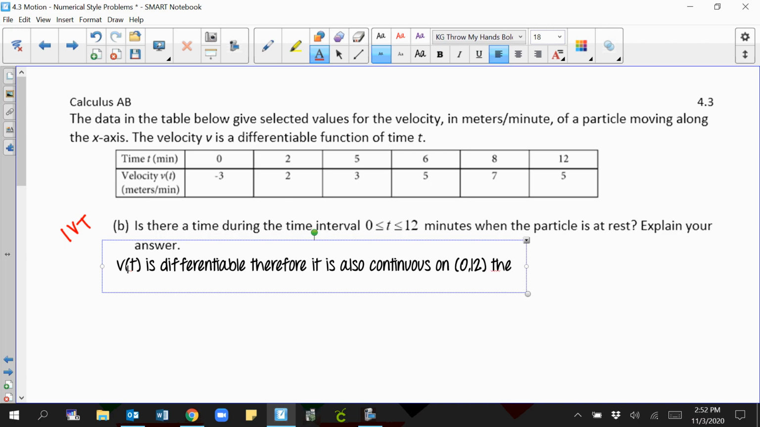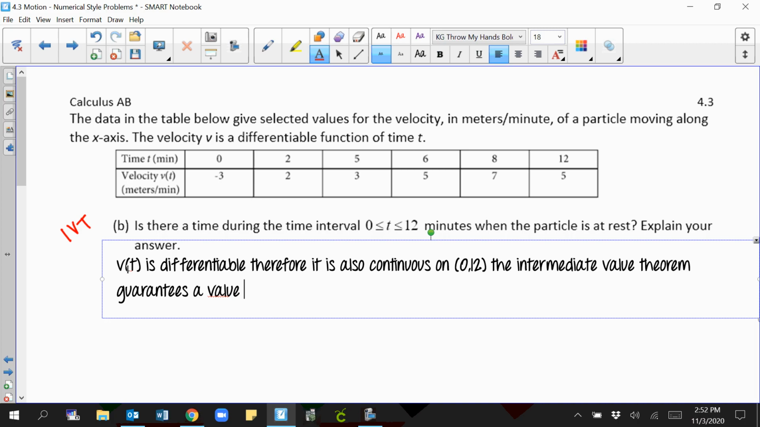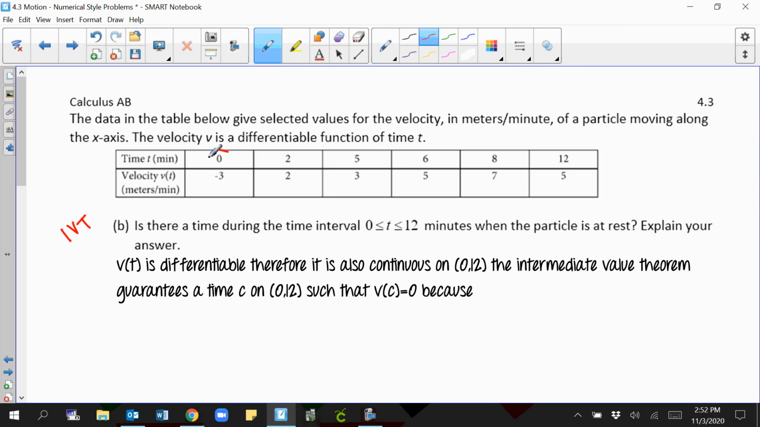And since it's continuous, the intermediate value theorem guarantees a time c on our interval 0 to 12 such that v of c is equal to 0. The reason we can say this is because if we look up here on our table, at 0 we have a negative velocity, and at 12 we have a positive velocity. Because it is continuous, it has to cross our axis, it has to cross that 0 at some point.